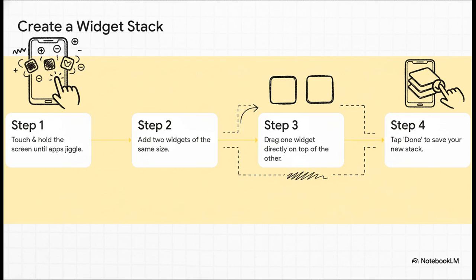You just press and hold your screen until all the icons start to do that little jiggle dance. Then you add your first widget. Then you add a second one. And this part is key. It has to be the exact same size. Now for the fun part. Just drag one right on top of the other. Poof! They'll snap together into a stack.